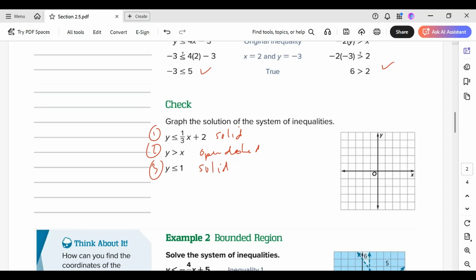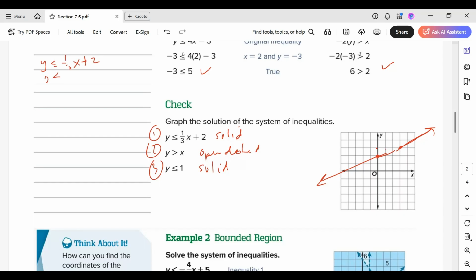So first, the first one starts at positive 2 on the y-axis, and the slope says I'm going up 1 over 3. So I went up 1 over 1, 2, 3. And I have a solid line going to my point. So I'm going to go ahead and test the value 0, 0 in my equation because I did not go through the origin.